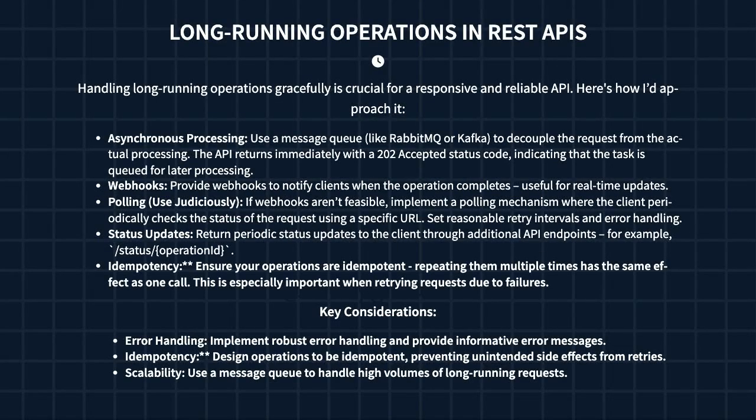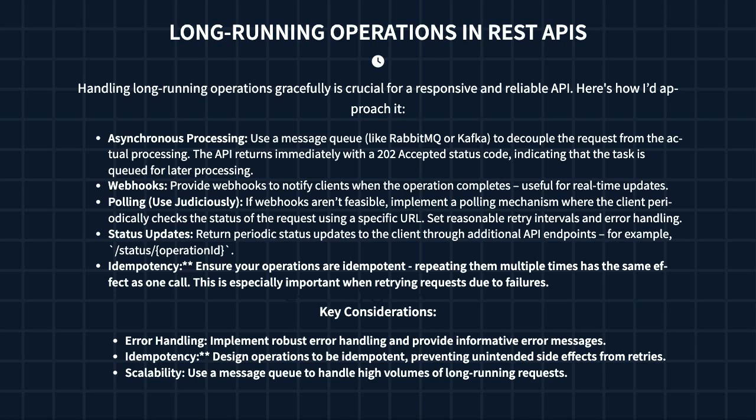Okay, let's talk about how we manage those operations that take a while, the ones that aren't instantly resolved by your API. The key here is decoupling the initial request from the actual work. We want our API to respond quickly, so we typically use asynchronous processing, which means sending the task off to a message queue like RabbitMQ or Kafka. This way, the client gets a 202 Accepted response. Basically, I put this in the queue, I'll get back to you.